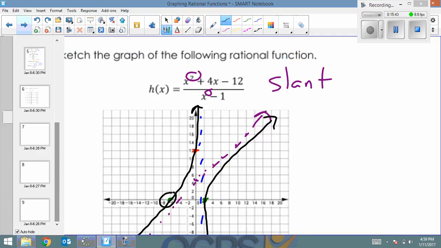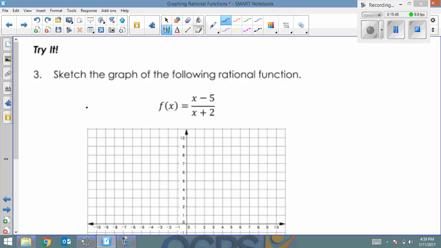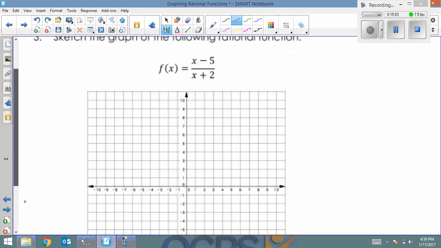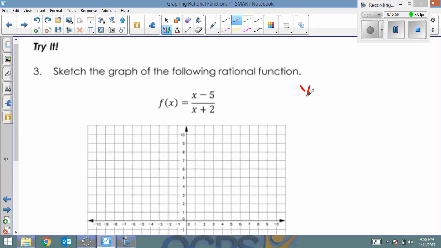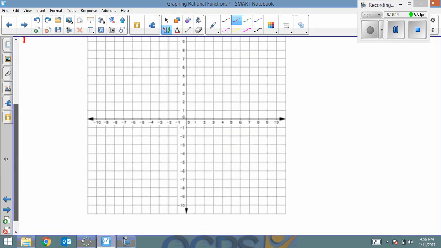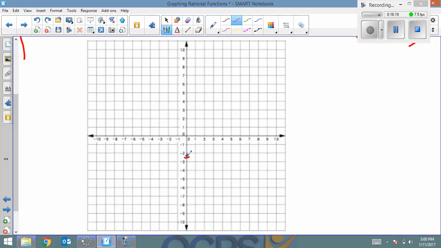Okay, one more example. Right here. Let's find the y-intercepts first. Remember, it's number over number, so in this case, it would be y equals negative 5 over 2. It doesn't divide, so we have a point at 0, negative 5 over 2, which would be 0 and negative 2.5. So 0, negative 2.5. It's somewhere about right there.